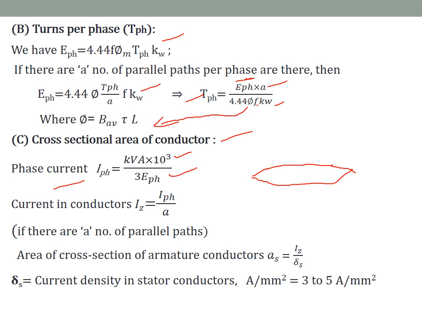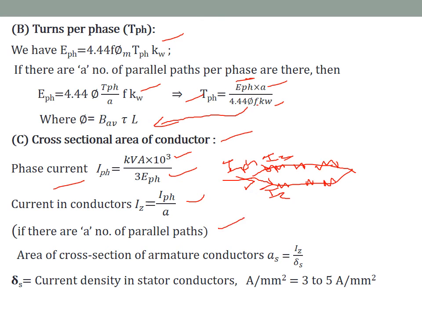Okay, in the parallel paths, a number of conductors will be there. Here number of conductors, here number of conductors. Now this is IPH, this is IPH. Now this current is IZ, this current is IZ. Okay. Now IZ is equal to IPH by the number of parallel paths. So now there are a number of parallel paths.